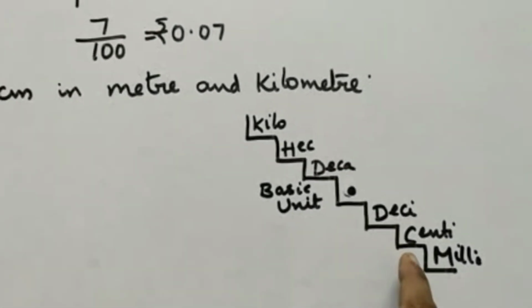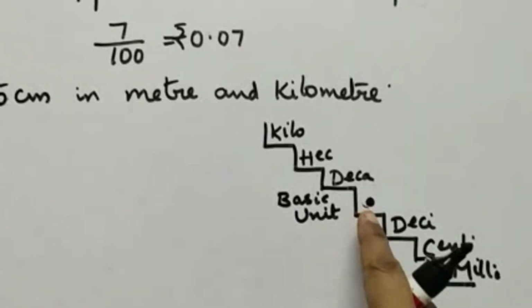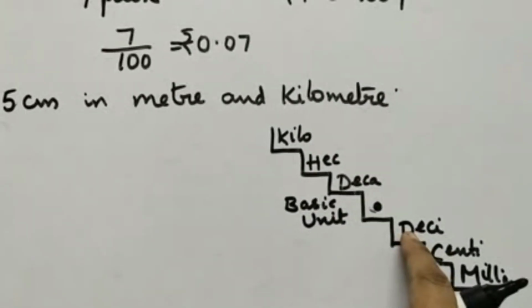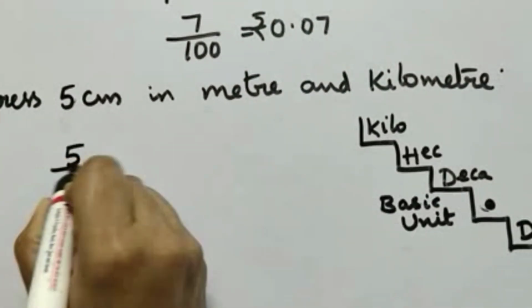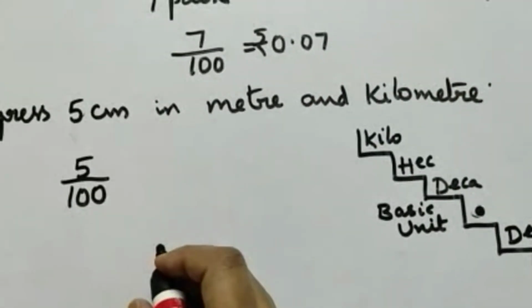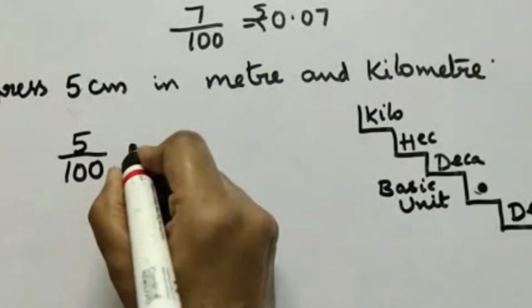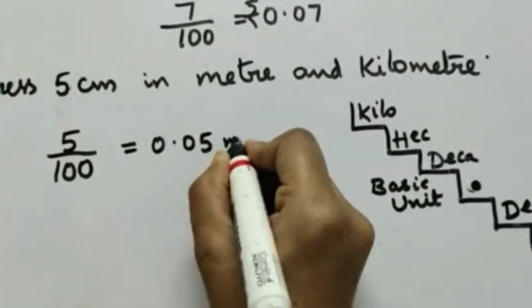Now to convert 5 centimeters into meters, how many steps are you climbing? 2 steps, right? So from here, 1, 2 steps. So you can write 5 centimeters in meters by dividing by 100, because you are climbing up, ascending. So 5 by 100, which is nothing but 0.05 meters.